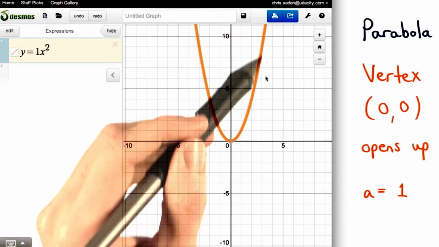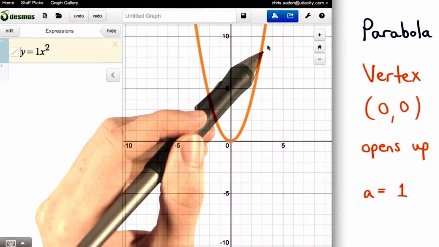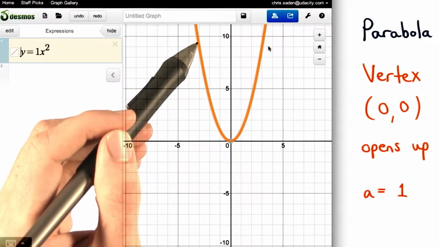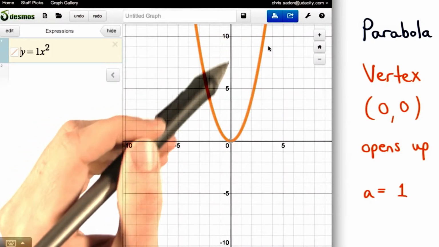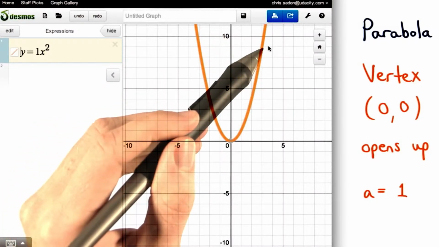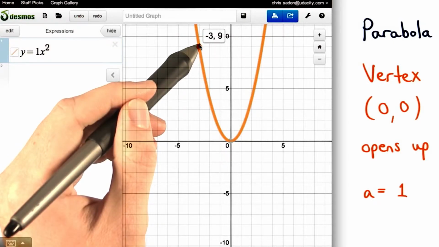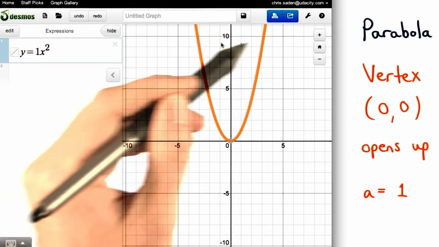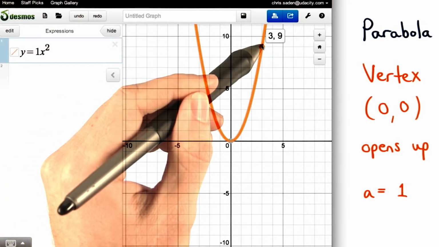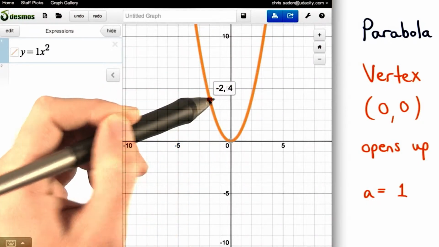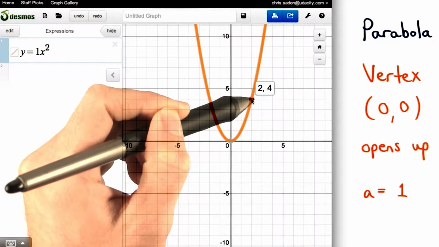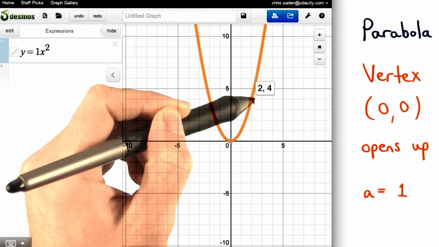Another interesting part about parabolas is that they're symmetric. If there's a point on the left-hand side of the graph, then there's another point equally distant away from its axis of symmetry on the right-hand side of the graph. For example, we have the point (-3, 9). Then on the other side of the graph, we have the point (3, 9). We also have the point (-2, 4), and on the right-hand side of the graph, we also have the point (2, 4). That's 2 units in the horizontal direction right, and then 4 units vertically up.